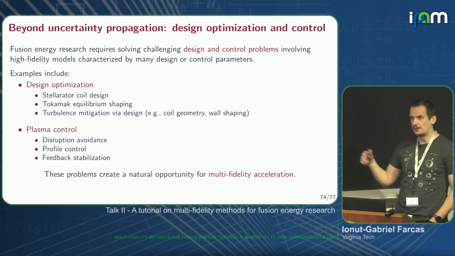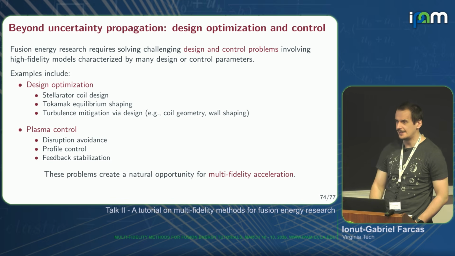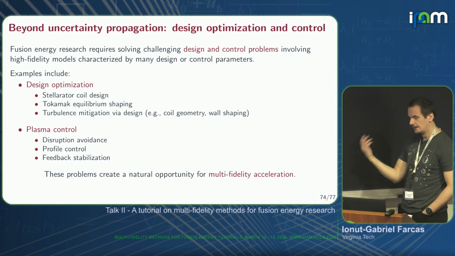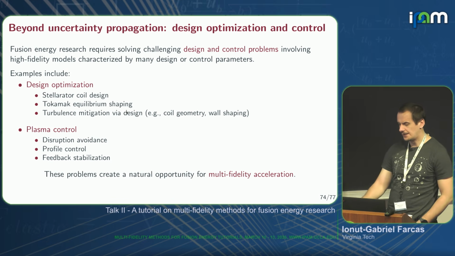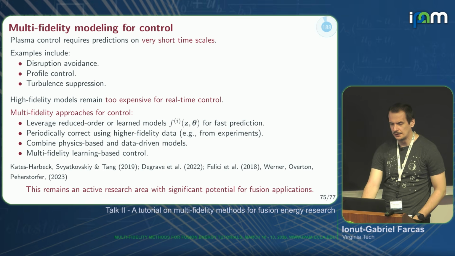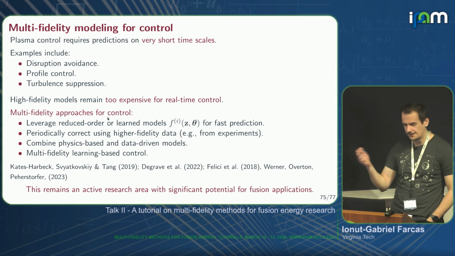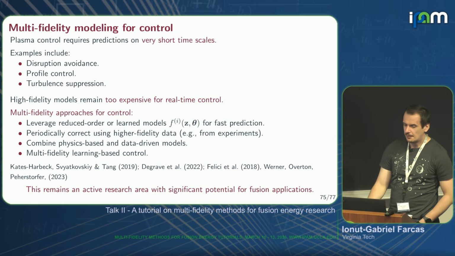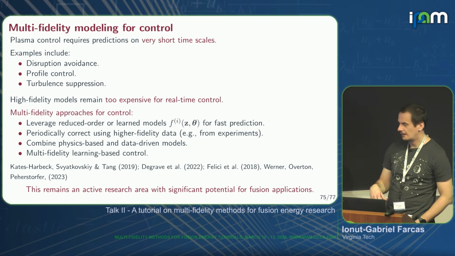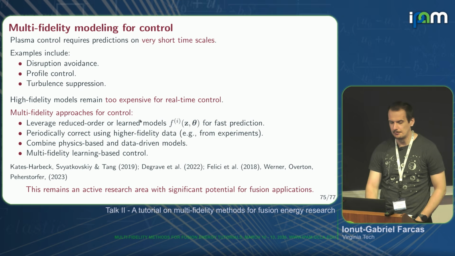For control, of course, if we enter real-time control, the idea of keeping the high-fidelity model in the loop probably will not make sense, because if you want real-time control and your high-fidelity model takes a week, then it's not really real-time. But nonetheless, I think multi-fidelity methods can be useful here. So, just a philosophical slide about control. Some ways this can be used are to leverage reduced models or learned models for fast predictions, and periodically correct them using higher fidelity data, like from experiments, for example.